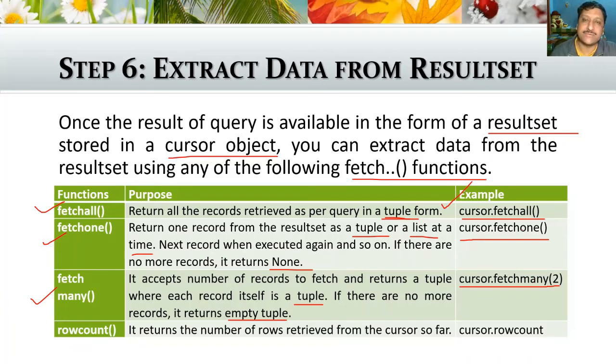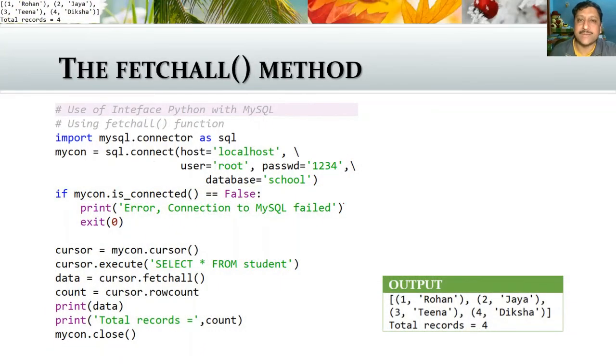So three fetch functions are there: fetchall, fetchone, and fetchmany. And then one more function is there, that is rowcount. Okay, it will count how many records you have fetched. It returns the number of rows retrieved from the cursor so far. If you want to use this rowcount, you have to write cursor.rowcount without any brackets. No brackets are required.